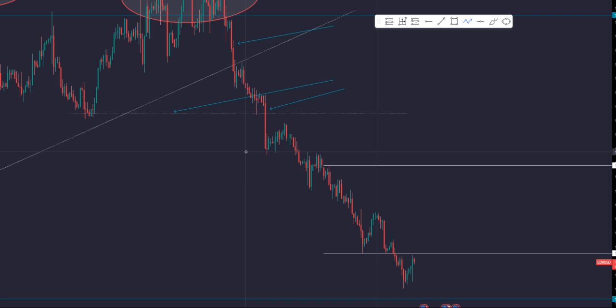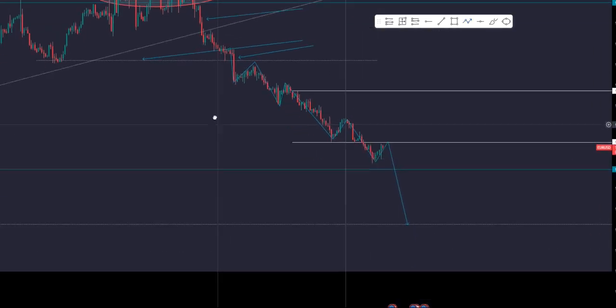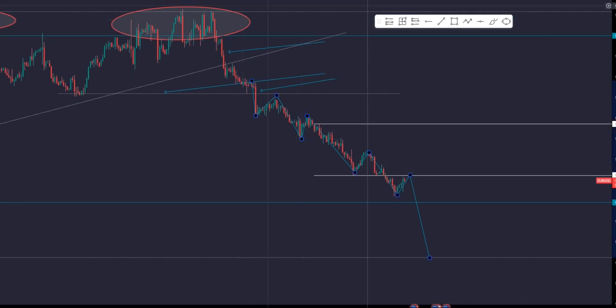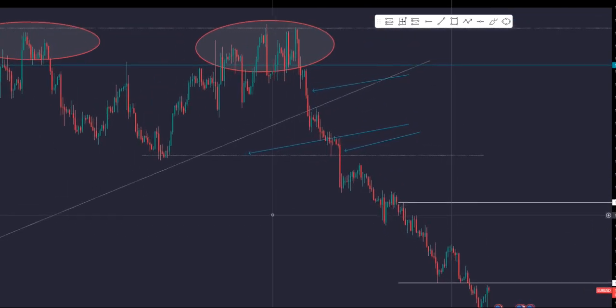The 4 hour is a steady time frame when it comes to structure. As you can see, lower high, lower low, lower high, lower low, lower high, lower low, and now we're making a lower high and expecting the price to make a lower low. It is too simple. And the entries are too simple.